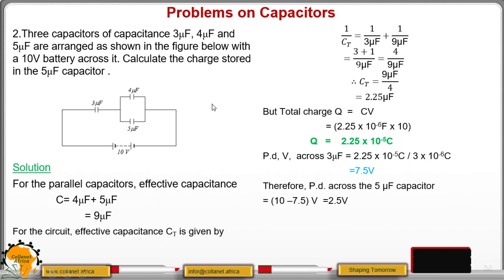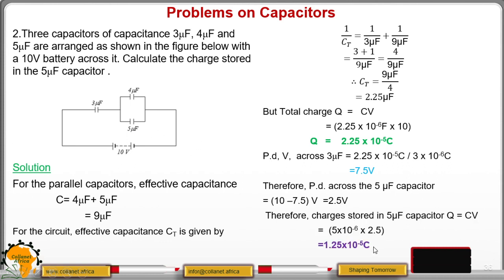So we can now get the charge, because the charge is given by Q equals CV. So C is our capacitance, which is 5 microfarads, multiplied by V, which is 2.5. So you get that the charge that is stored here is 1.25 times 10 to the power negative 5 coulombs.